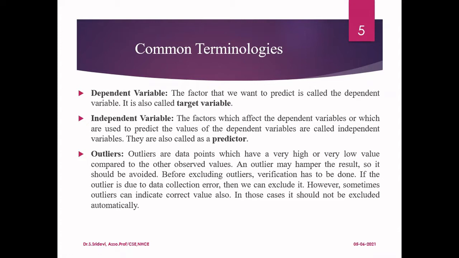But sometimes when I enter the data, I may enter the data wrongly. Instead of typing 90, I may type 900 also. That is an outlier in that. So I cannot develop the model with the help of the outlier. If I do that, definitely the model will not be predicting perfectly. I have to remove the outlier. And these outliers are going to hamper the result, so they should be avoided.